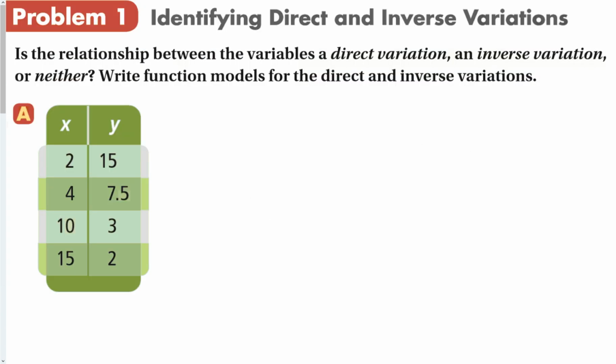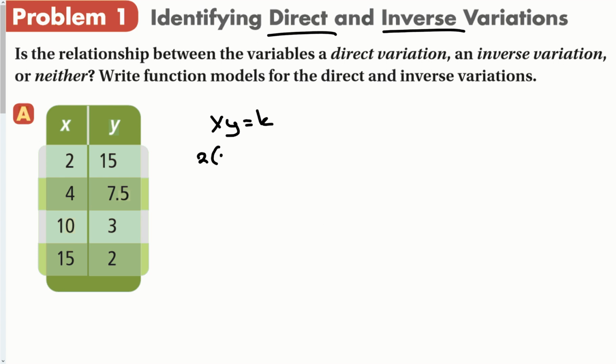So when we look at data, we can identify direct and inverse variations. For direct, we know as one goes up, the other goes up. For inverse, we know as one goes up, the other goes down. And then they have to relate to some sort of constant. So it's possible for it to be neither. Okay, let's look at our first problem here. X is going up: 2, 4, 10, 15. Y is going down. So this could be inverse variation if x times y is equal to my constant.